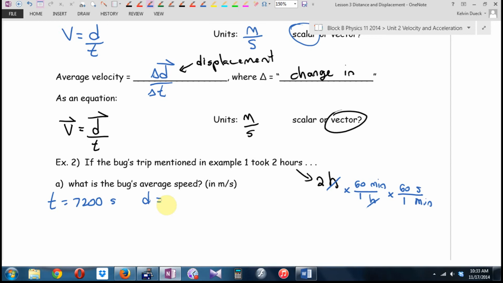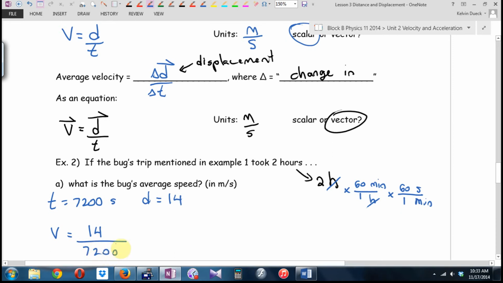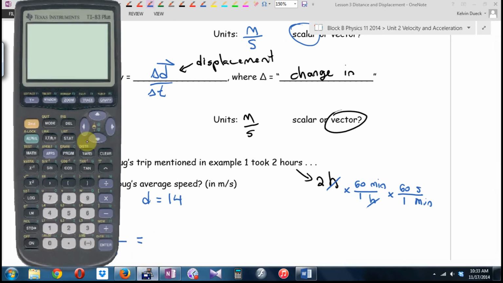Distance. So am I going to use 14 or am I going to use -6 from the previous question? What's the distance that the bug traveled? 14? So average speed is going to be 14 meters divided by 7,200. You're going to get a small answer. It's a bug! You should get a small answer. They're not fast.